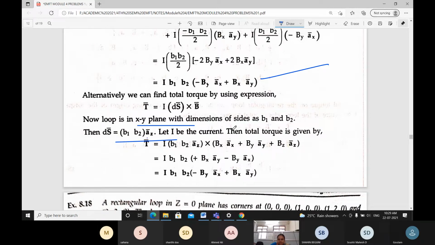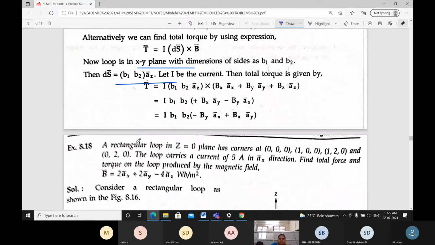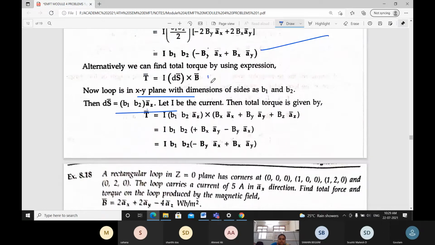The remaining coordinate direction is AZ, which you have to take here. Then let I be the current, then the total torque is I B1 B2 AZ cross B, where B is BX AX plus BY AY plus BZ AZ. Then go with the cross product here. Then you will be getting I into B1 B2 (minus BY AX plus BX AY). You can go with finding the whole thing, or else directly use this equation. It will be easy for you, and directly you will be getting the same answer.